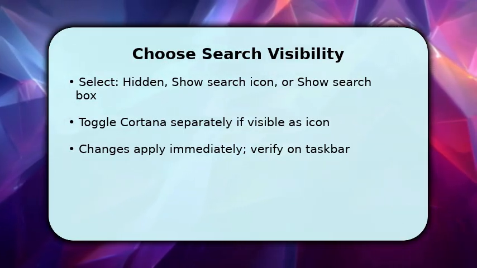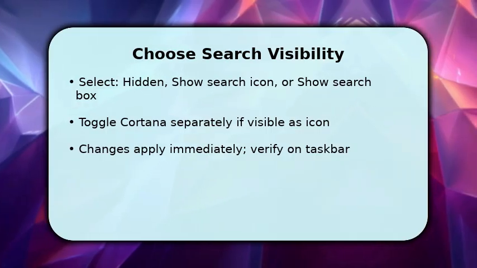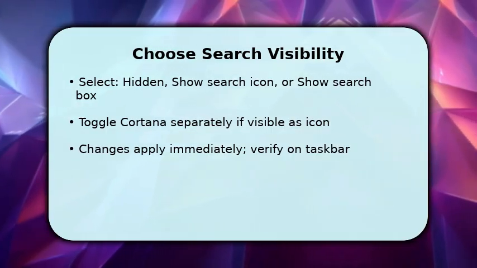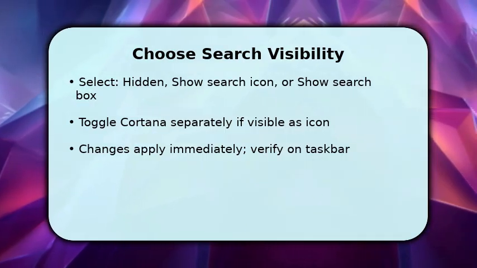If Cortana appears separately, toggle its icon off under Taskbar Settings Cortana. Make sure to use small taskbar buttons if you want extra space. This setting coexists with search choices.